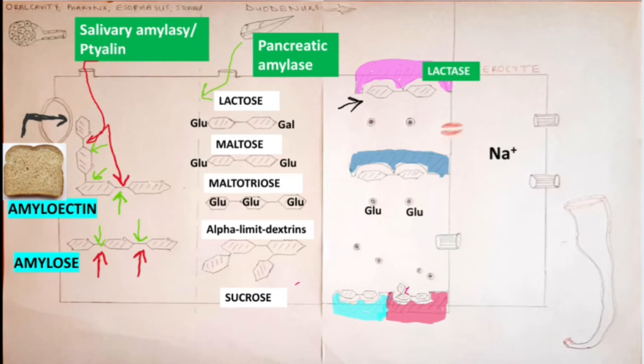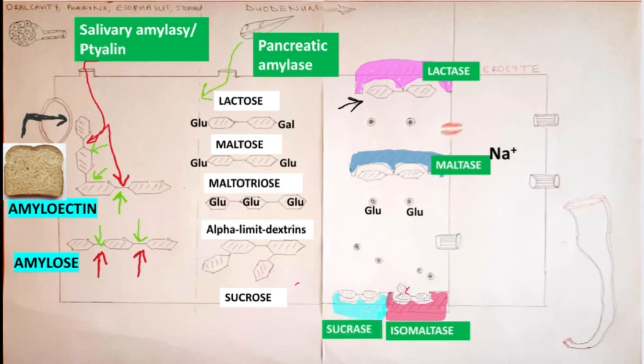So far we are in the lumen of the GIT. The small intestine has villi and microvilli, which increase the surface area for absorption. On the microvilli, they have brush border enzymes. The first brush border enzyme is called lactase. The other one is maltase, and the other two are more like a complex, maltase and sucrase, like a complex.